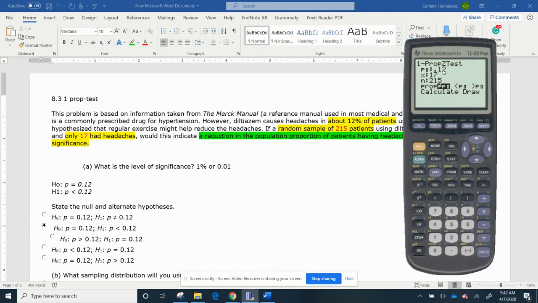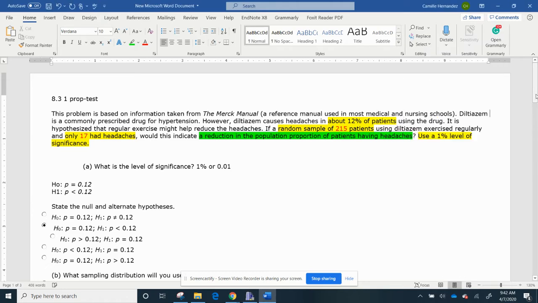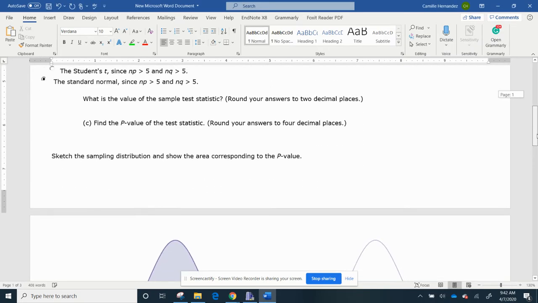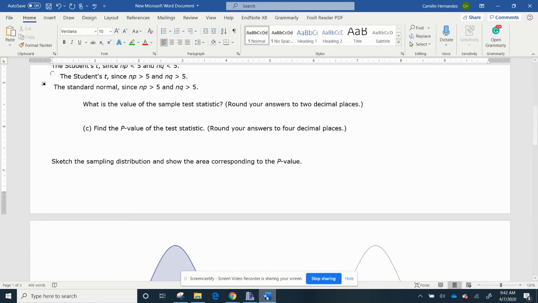Okay, so I've got my 12%, which is here. I've got my 17, which is here, and I've got my 215, which is here. All right, remember I said down here it was less than, so I'm going to go down, hit over here, and then hit enter so it blinks at me. Then I do calculate. All right, I get all my information, so let's go down and put it in to make my life easier.